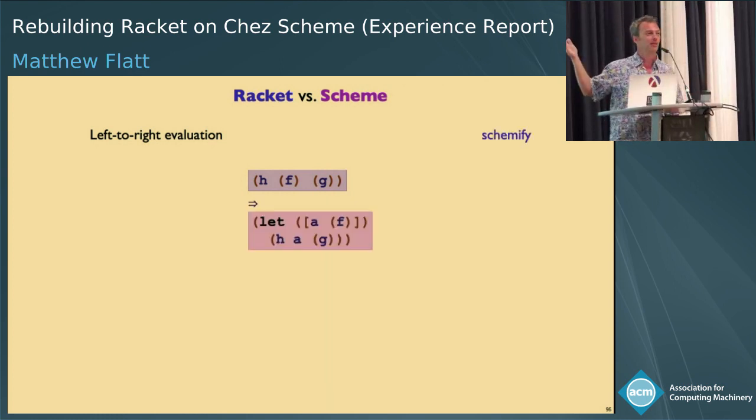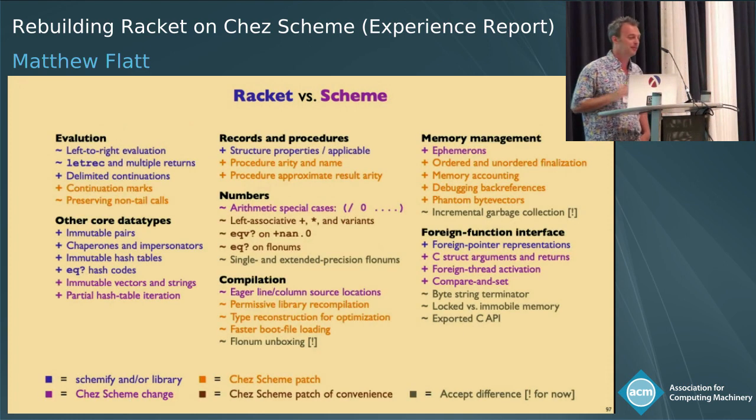And there's an obvious and easy way to fix this in this particular example. The schemify layer takes that application, and it just let binds f first, because let is specified so that the right-hand side is evaluated before the body in Scheme. So schemify, that's one of its little jobs. And it adds the lets as sparingly as it can, just to avoid increasing pressure on the program that we pass to Chez Scheme and what the compiler has to do there. But that's an example. Here is a more or less exhaustive list of all the things that we had to do to bridge Racket and Scheme.